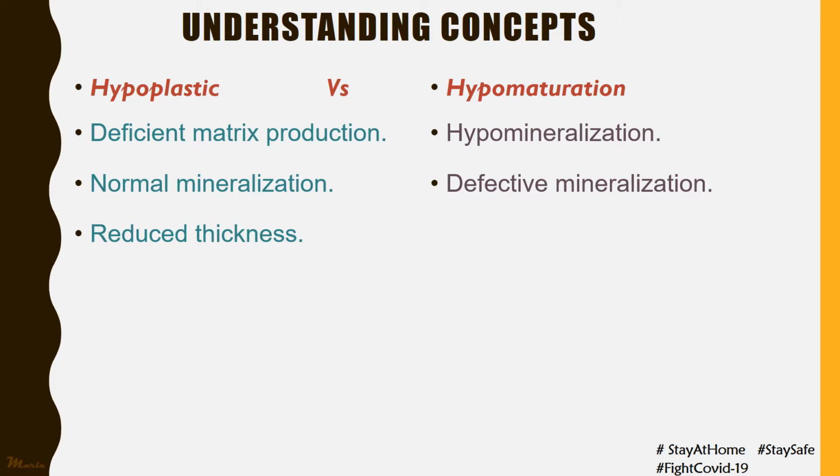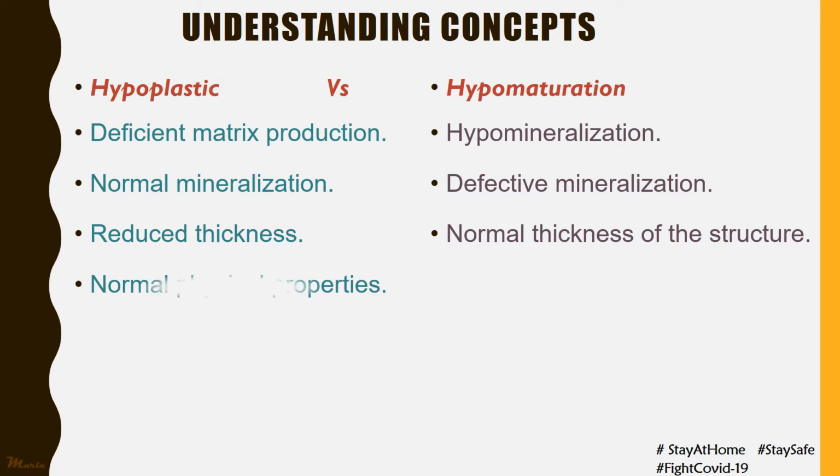Because of the deficiency in matrix production, the thickness of the structure is generally reduced. However, in hypomaturation form, the thickness of the structure is normal. Because the mineralization process is complete, even though the formed anomalous tooth is smaller in shape, it will show normal properties. This is because of the normal mineralization occurring in this type of anomalies. However, the hypomaturation form will show reduced physical properties.